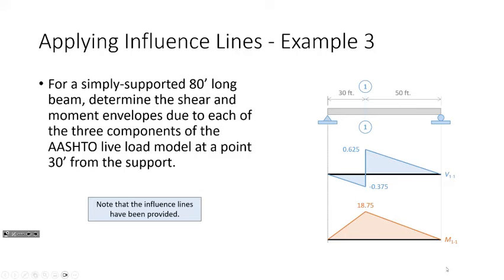As the tandem is driving down the bridge, we want to figure out where we need to park that tandem in order to generate the worst case response, and then we need to determine that response. Now let me show you how we're going to do that. The first value that I'm going to focus on is this axle spacing of 4 feet. I want to determine influence line values right here.